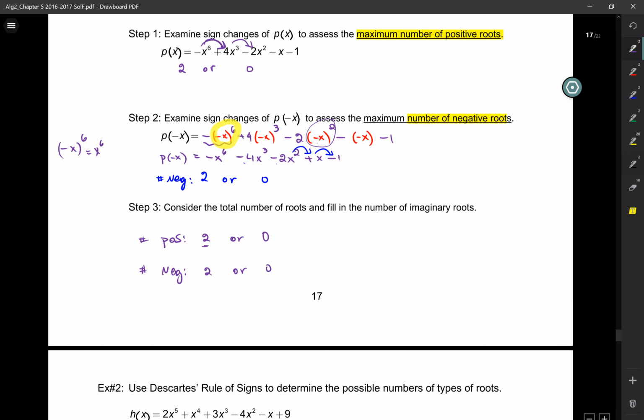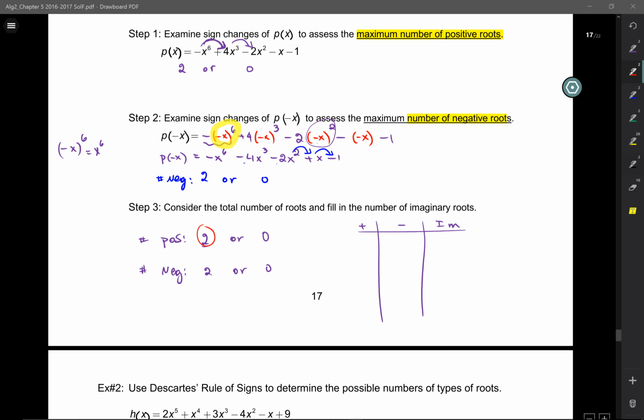So now we need to make a chart of the number of positive, negative, or imaginary roots. What we have to do here is come up with all of the different combinations. So I take this 2 on top and match it with each number on the bottom. So it's going to be a positive 2 with a 2, or a positive 2 with a 0.